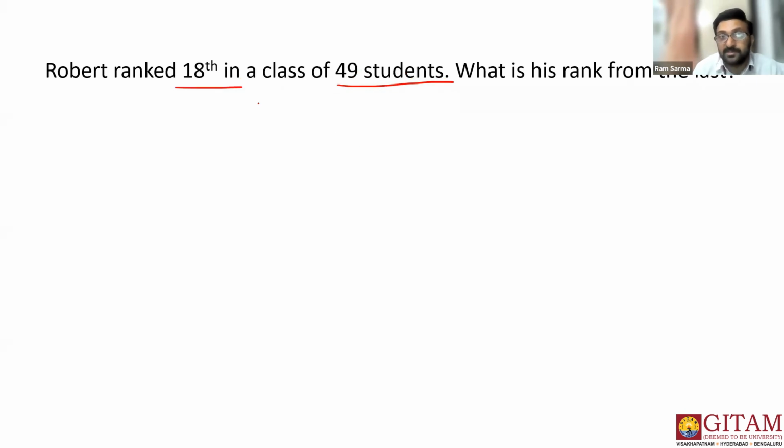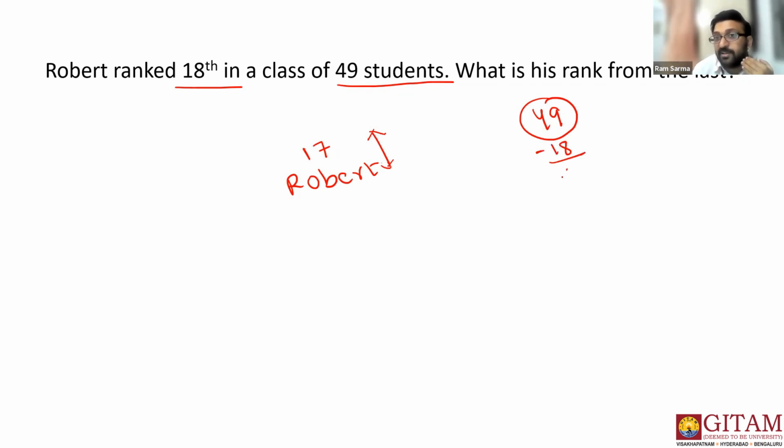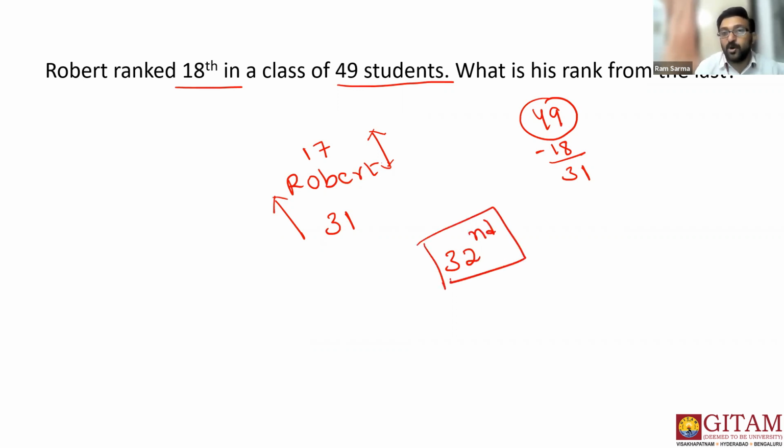So, as there are 49 members, and you are given that Robert is 18th, it means that there should be 17 members present ahead of Robert. So till here, we are done with 18 members. Among 49, you are done with 18 and you are left with 31. So 31 members should be present next to Robert. So Robert's position from the rear end will be 32. So his rank will be 32nd. Now let's move on to the next question.